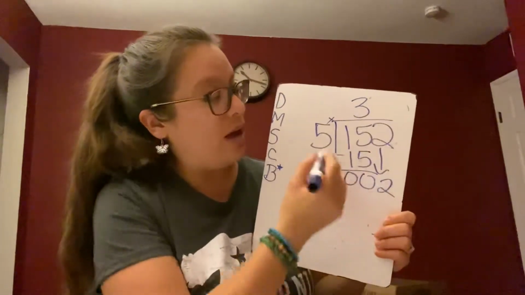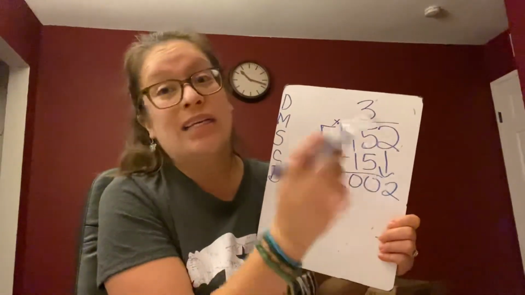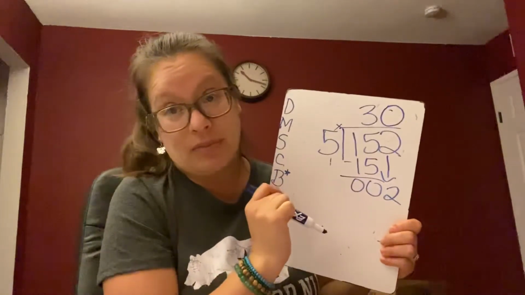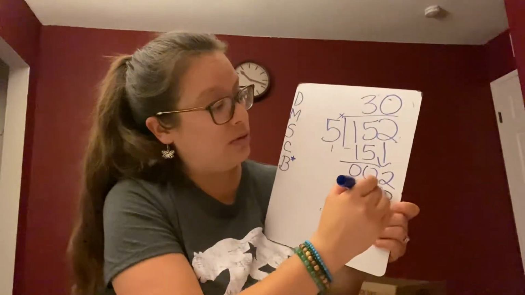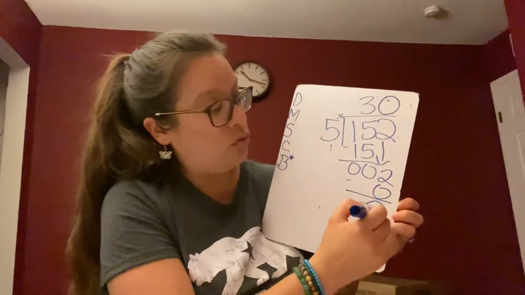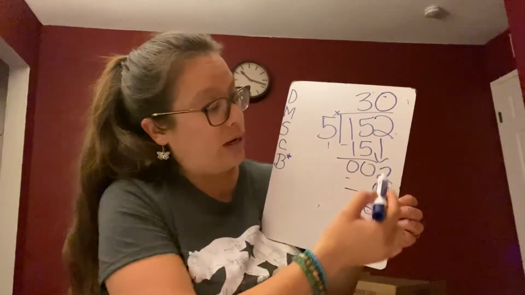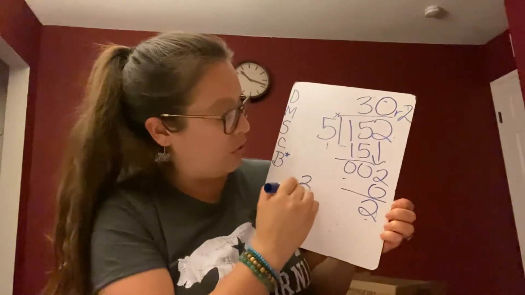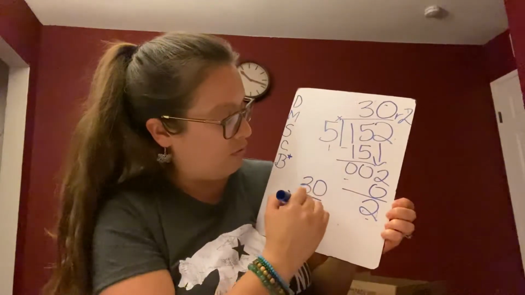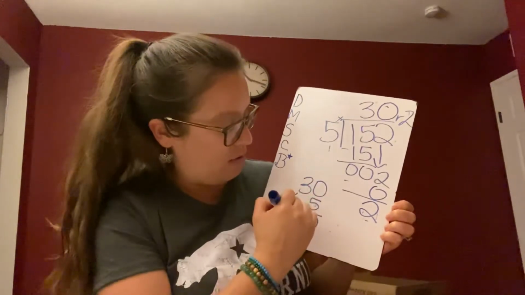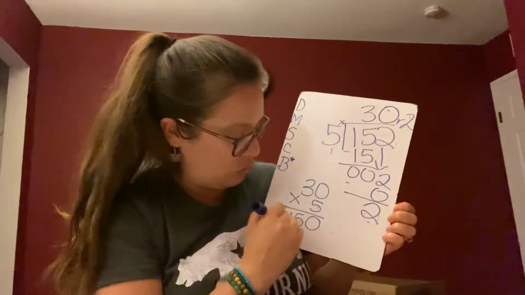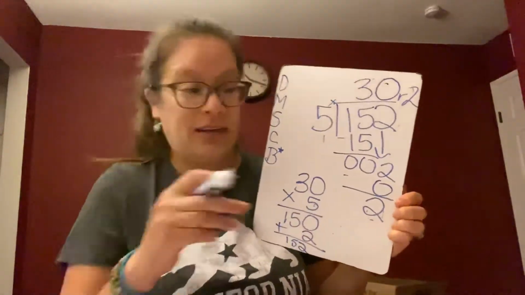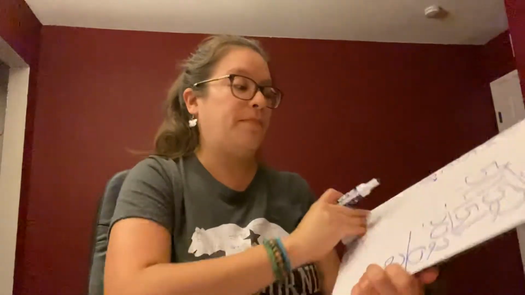2 divided by 5. Can 5 go into 2? No, but you still need to put that it can go into it 0 times. 5 times 0, 0. Subtract 2. Can I check my work? Can I bring something down? No, that is my divisor. 30 times 5. 0, 15 plus 2, 152.